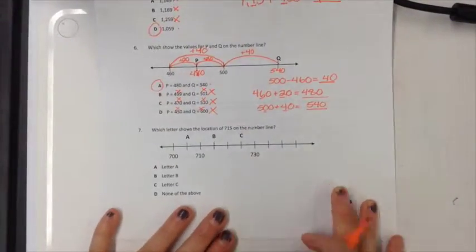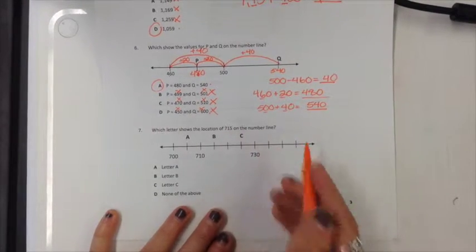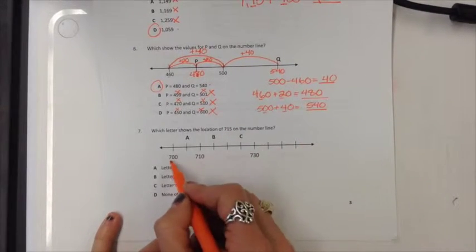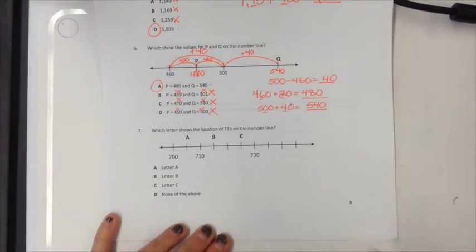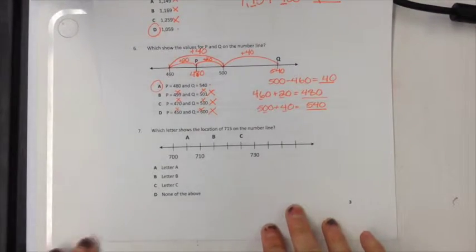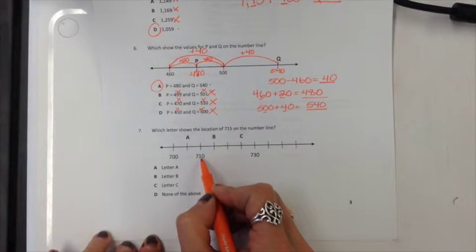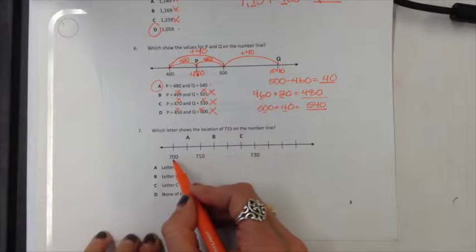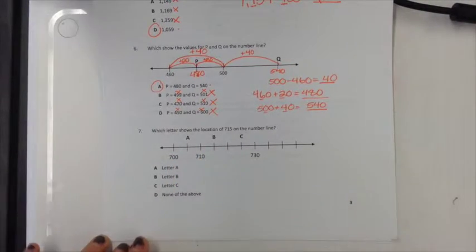Looking at number 7. Which letter shows the location of 715 on the number line? Well, I see 700, 710, 730. Because I don't have two numbers next to each other, I'm going to guess and check. So I'm going to count by ones. 700, 701, 702. No, that didn't work. I'm going to count by fives. 700, 705, 710. Oh, that worked.